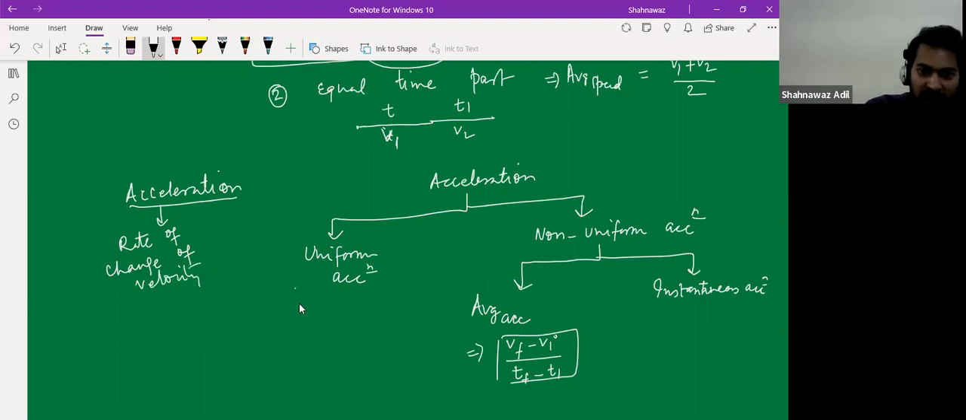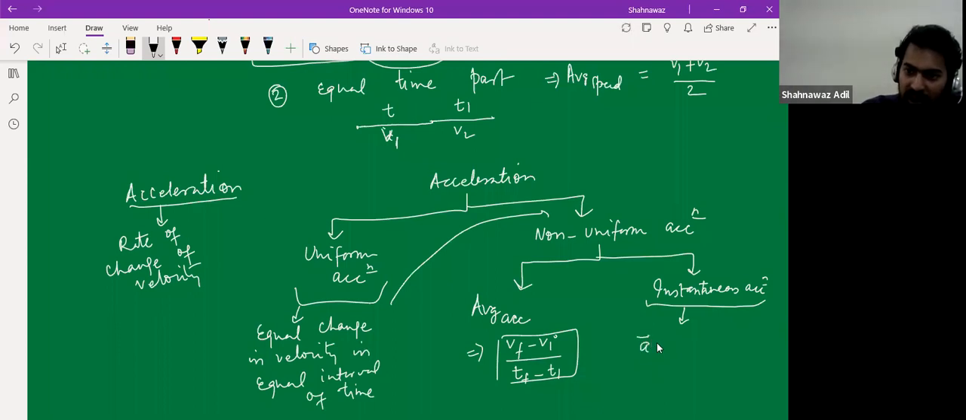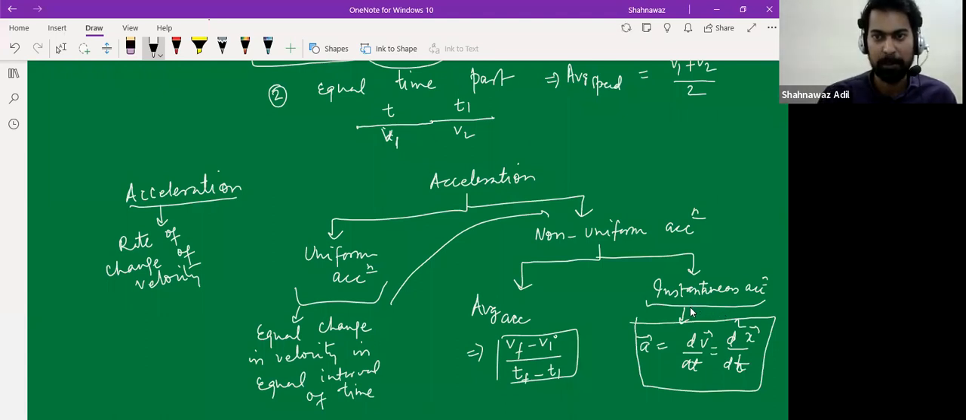Okay, so when you have equal change in velocity in equal interval of time, that is uniform acceleration. And this is the other way around: when you have unequal change in equal interval of time. Okay. And what is the instantaneous acceleration? Let's say this is A, it is dv by dt, or the double derivative of your position vector. Okay. Understood? Any question in this?